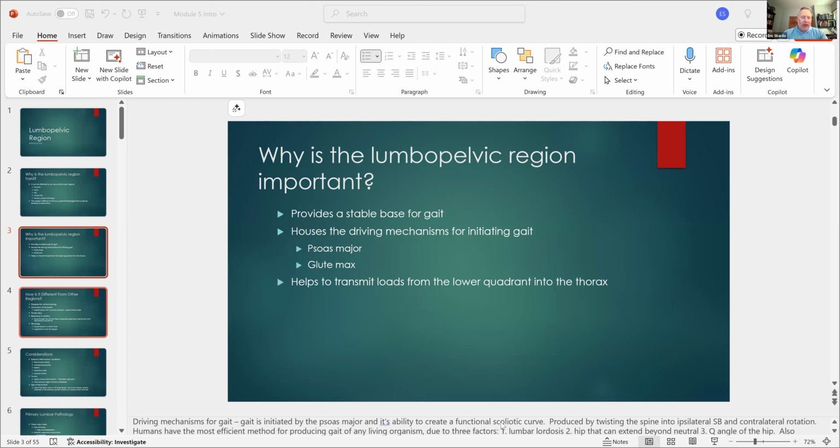There are really three factors here that come into play when we talk about gait. Pretty much all of these are within the lumbopelvic slash hip mechanism. Okay, so the first one is the ability to create a lumbar lordosis. Being able to create a lumbar lordosis vastly improves our efficiency because it helps us to produce the second component, which is a hip that extends beyond neutral. Other primates don't have hips that extend beyond neutral, and so they don't have that same efficiency.